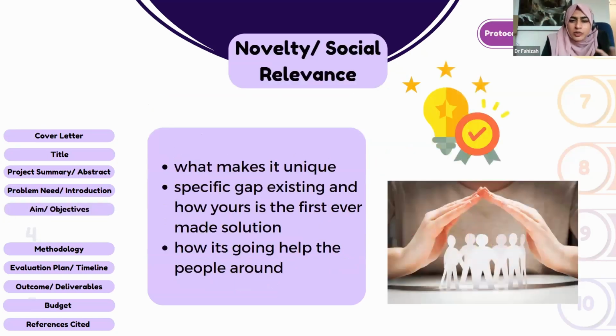Then coming to novelty and social relevance, it's another heading we have to write under. What is new in your research work? There is an existing gap in society, and how is your research work going to find a solution for it?